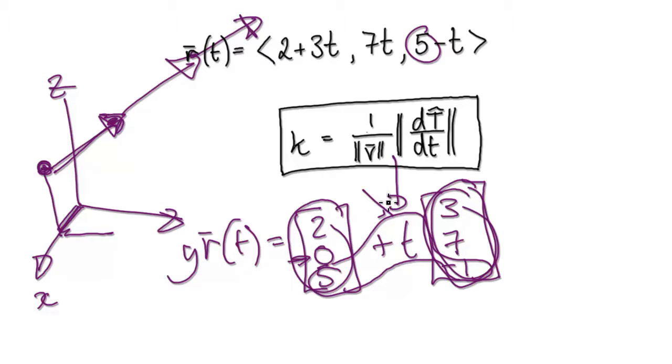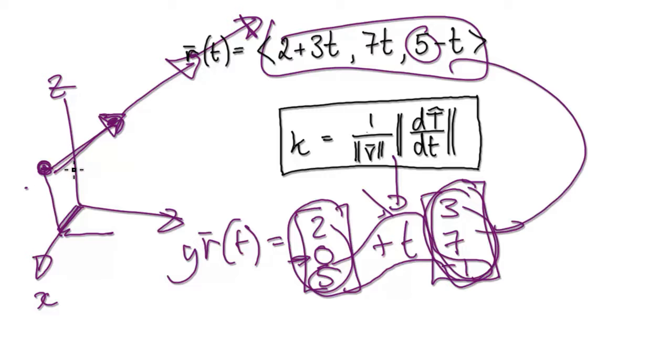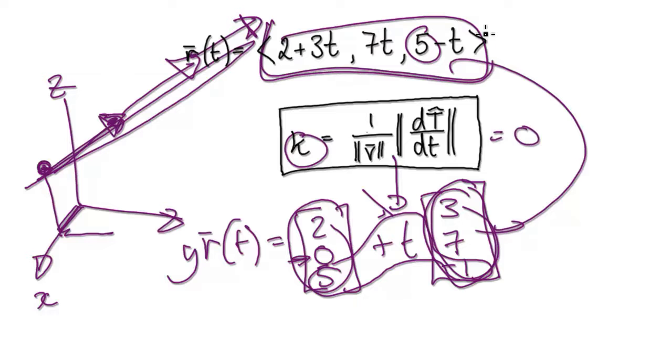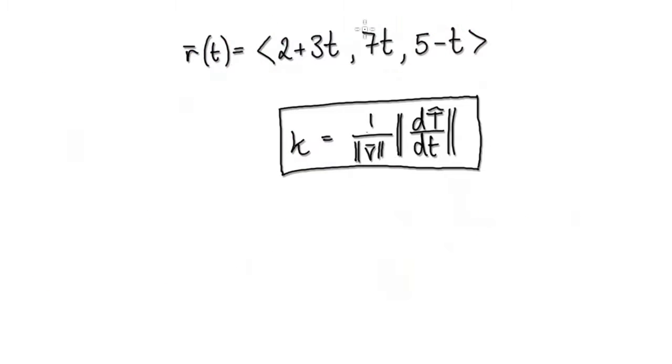But the point is that once you can rewrite this in this form, you know it's going to be a straight line. And if it's a straight line, you know the curvature will be 0. So the curvature of this thing here would be 0. But let's pretend you didn't know that.